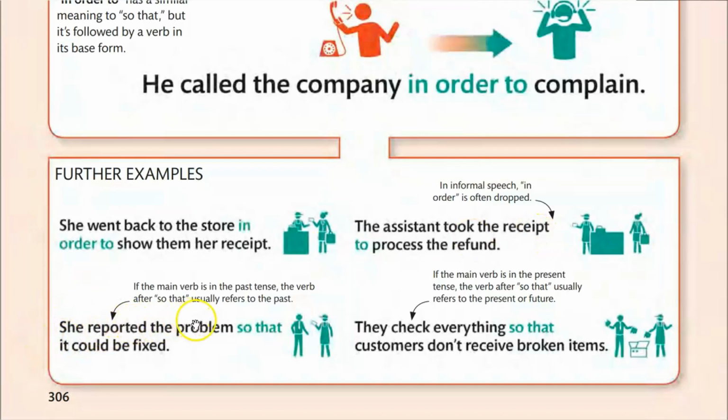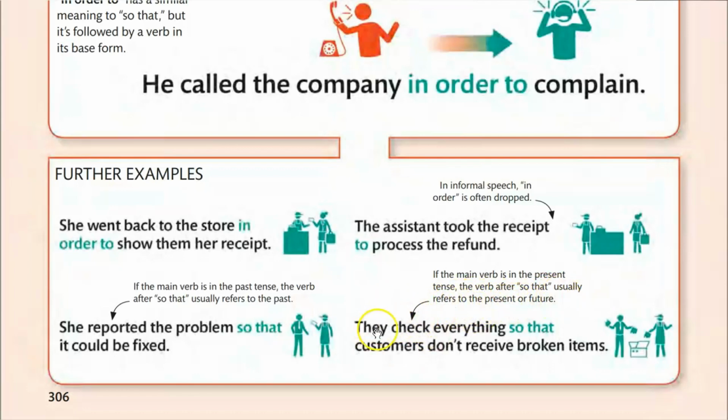She reported the problem so that it could be fixed. If the main verb is in the past tense, like reported, so that usually refers to the past. Do you understand? It means that this thing happened in the past. But this is present: they check everything so that customers don't receive broken items. Take a look. They said if the main verb is in the present tense, the verb after so that usually refers to the present or future.